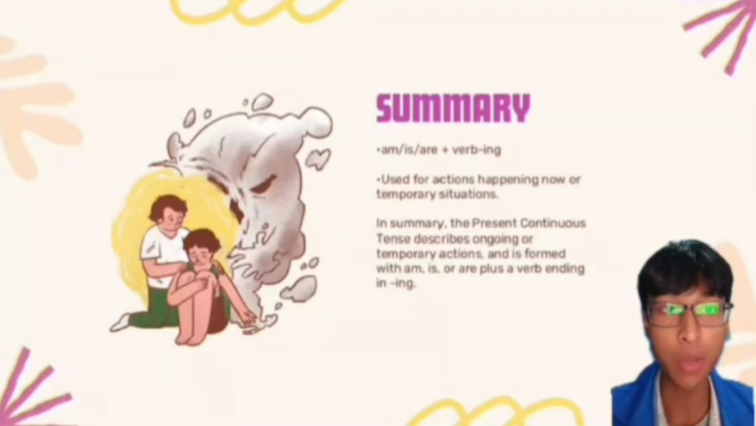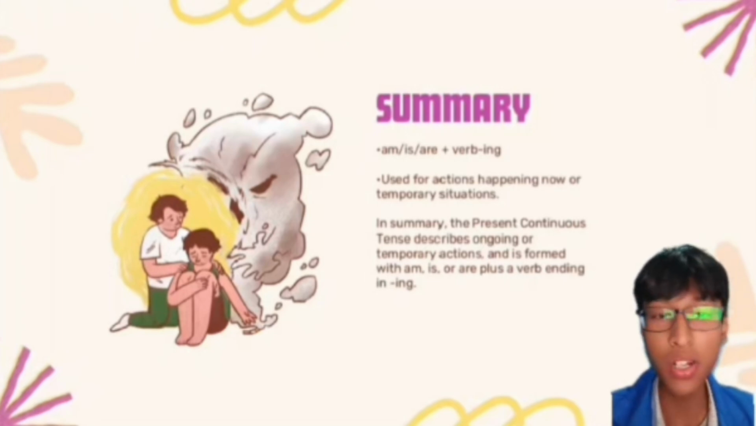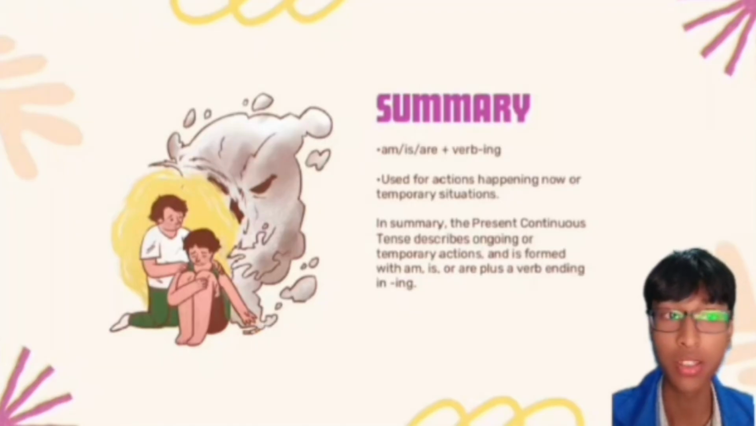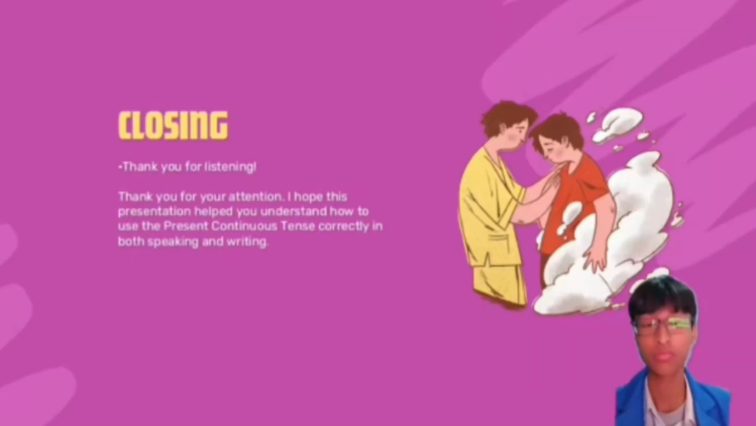And the last is the summary. Am, is, or are plus verb-ing is used for actions happening now or temporary situations. In summary, the present continuous tense describes ongoing or temporary actions and is formed with am, is, or are plus a verb ending in ing.